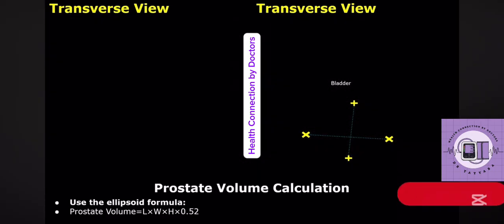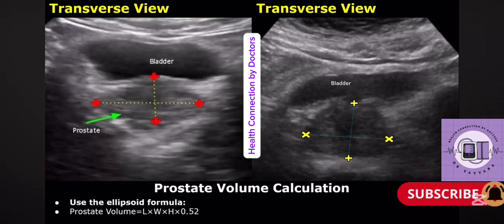Once the three dimensions, length, width, and height, have been obtained, prostate volume is calculated using the ellipsoid formula, which assumes the prostate has an ellipsoid shape. Prostate volume is equal to length times width times height times 0.52. This is the formula. The factor 0.52 is derived from the mathematical formula for the volume of an ellipsoid.